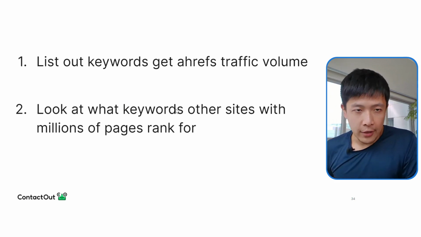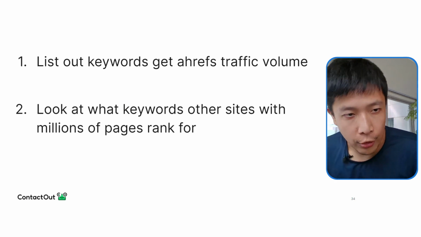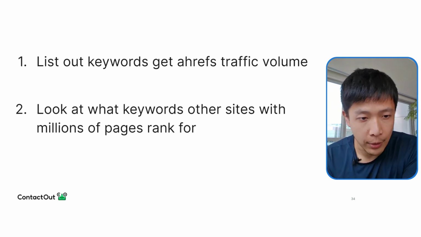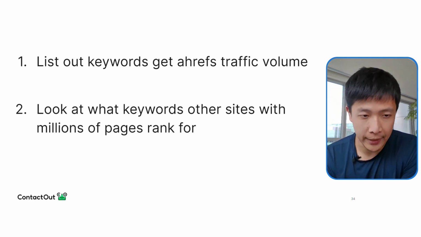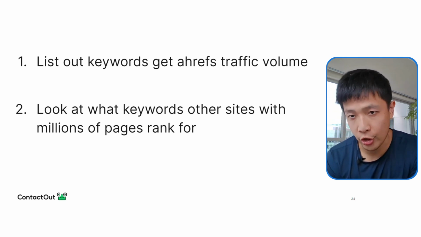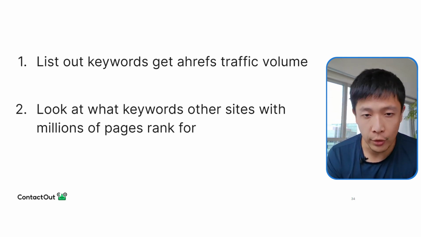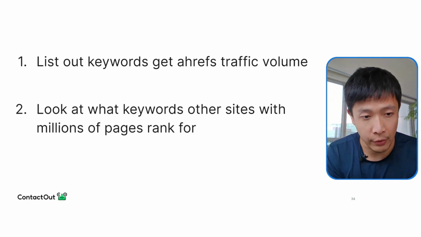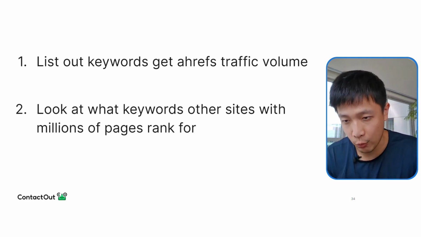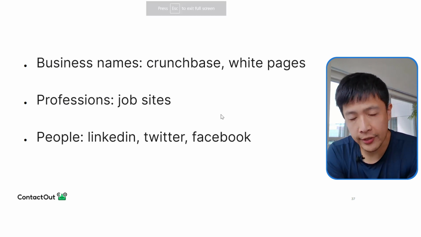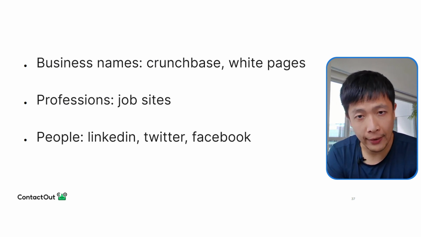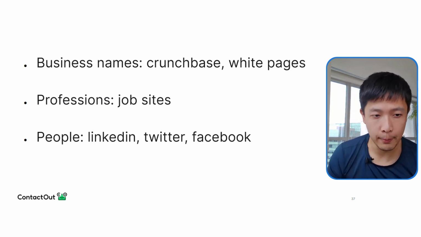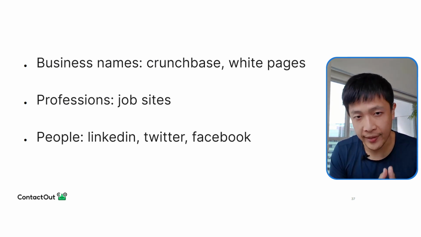So if we were to generalize this method, there are two approaches. First is to just list out a bunch of popular keywords, like come up with a list of a million names and then search it on Ahrefs. And the second one is to look at what keywords other directory sites with millions of pages are ranking for. Here are some other large directory sites that you can check for traffic levels on Ahrefs to get a list of popular business names.